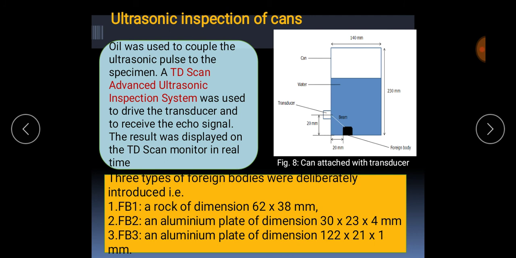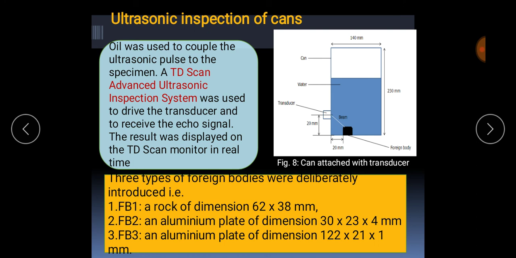Three types of foreign bodies were deliberately inserted into it. FB1, a rock of dimension 60. This one is FB1, and one more is an aluminum plate of this dimension. One more plate is inserted inside it, and one more aluminum plate of dimensions 121. So three foreign bodies we have inserted inside the cans knowingly, and we have to check whether our system is capable of detecting that foreign body by the help of acoustic or ultrasound.